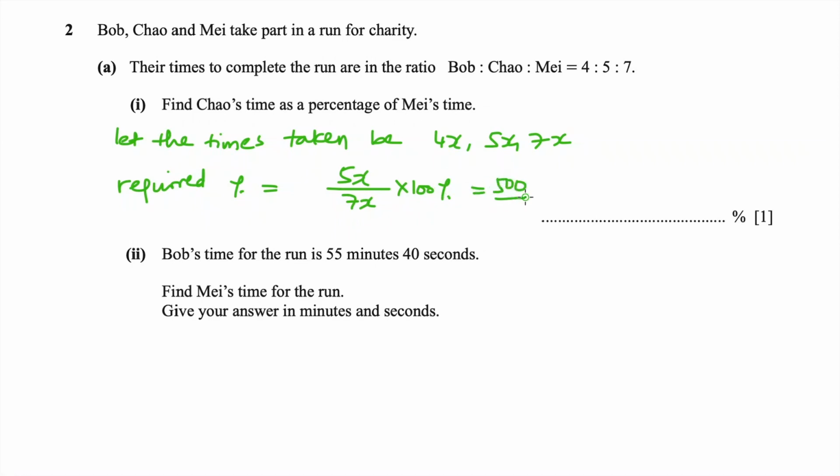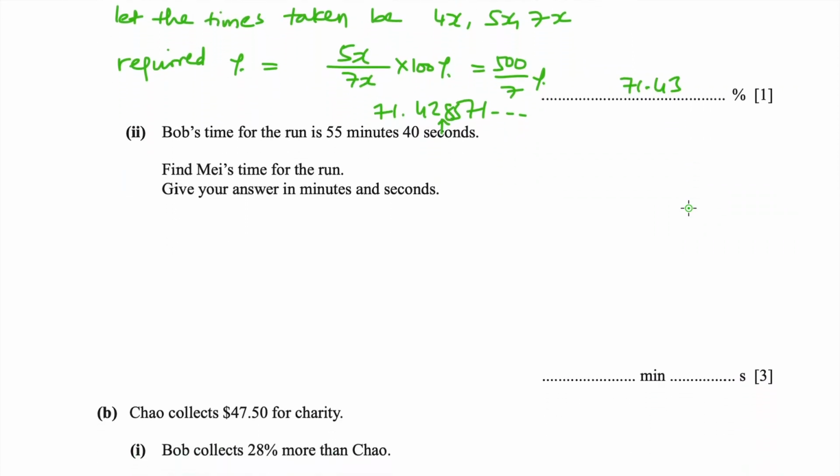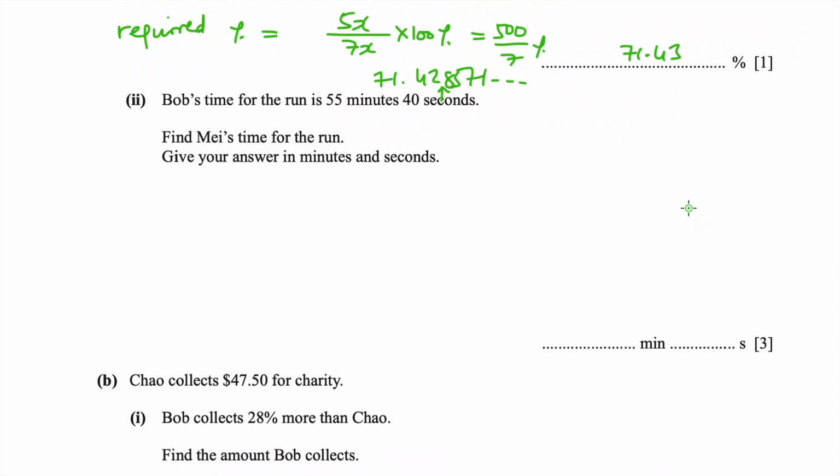This is equal to 500 by 7 %, which is nothing but 71.428571 and so on. So if I cut it to two decimal places, it is 71.43%. Okay. So the second bit: Bob's time for the run is 55 minutes 40 seconds. Find May's time for the run.